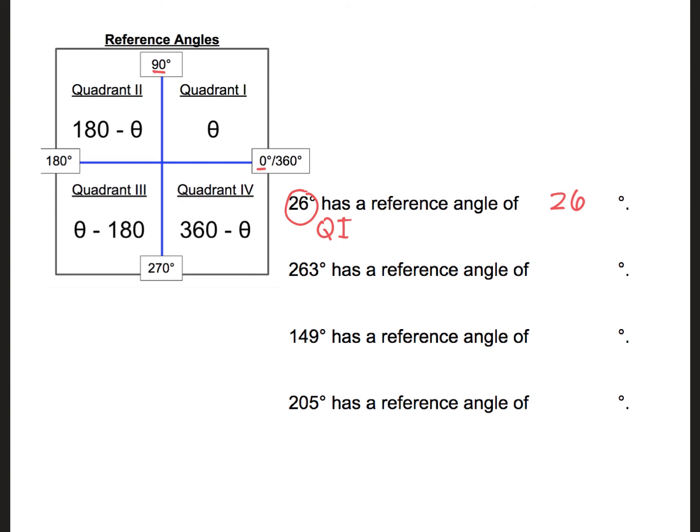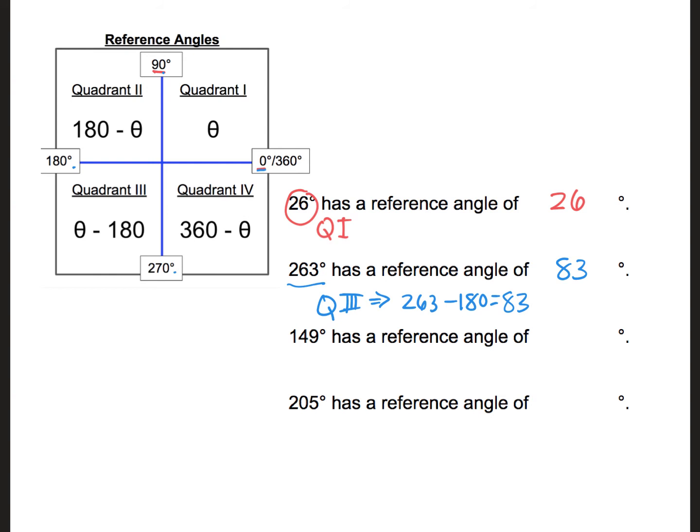My next one, we have 263. So let's look at my angle measures. 263. We have 0, 90, 180, 270. So 263 would be between 180 and 270. So I know I'm in quadrant 3. Quadrant 3 tells me I do theta minus 180. Remember, theta is your angle measure. So I'm going to do 263 minus 180 and figure out what that gives me. So I'm doing 263 minus 180. I get 83. So my reference angle is going to be 83 degrees.